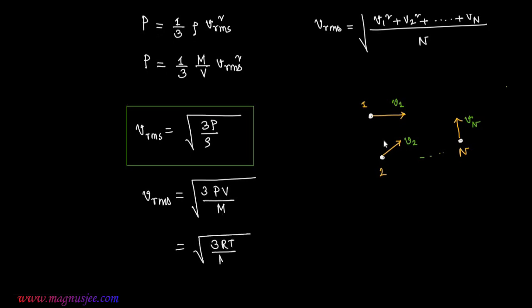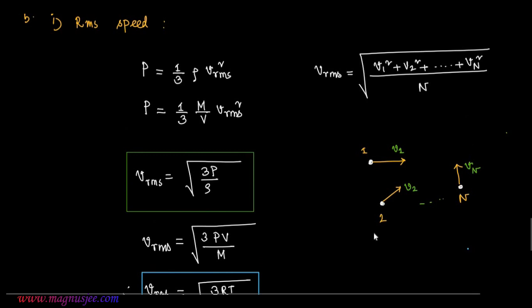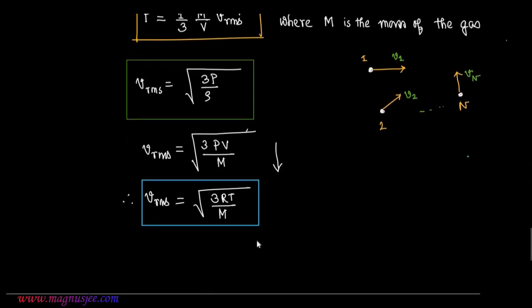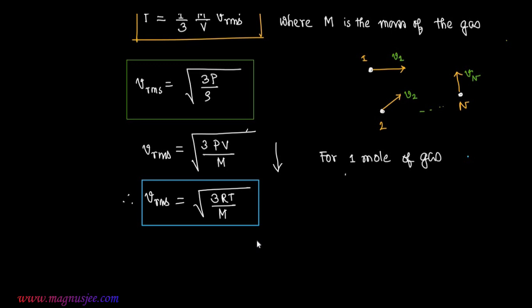Also Vrms can be written as root over 3pV by m, where rho is the density, which is equal to m by V, and therefore Vrms is equal to root over 3RT by capital M. So these are the different expressions of RMS speed of gas molecules. Here capital M is the molar mass of the gas, and for 1 mole of gas PV is equal to RT. Capital M is the molar mass of the ideal gas.